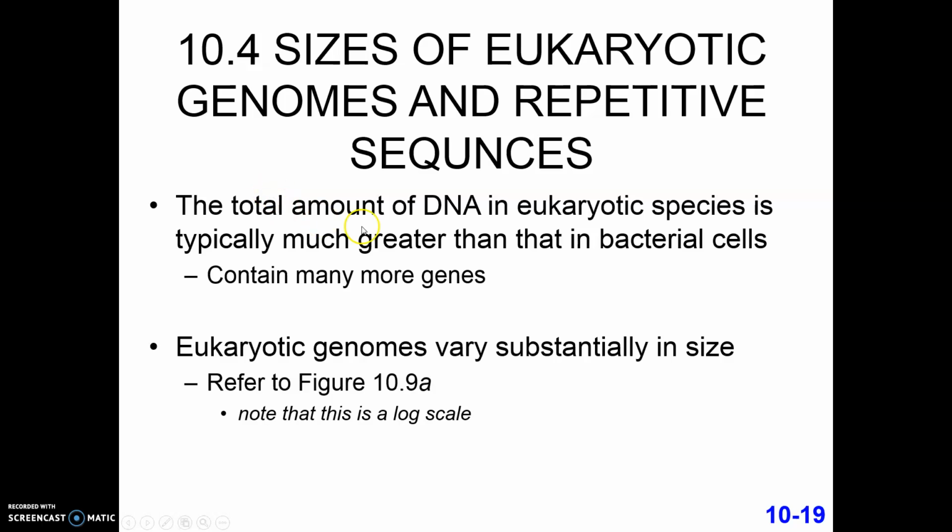Now, when we go from a bacterial species to eukaryotic species, we see a substantial increase in the amount of DNA. So that might lead you to believe that the amount of DNA correlates with organism complexity. However, when you look at different eukaryotic genomes, they can actually vary substantially in size, and it doesn't necessarily have to do with the complexity of that organism.